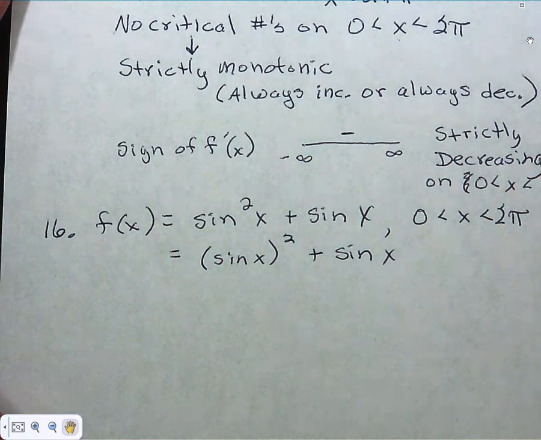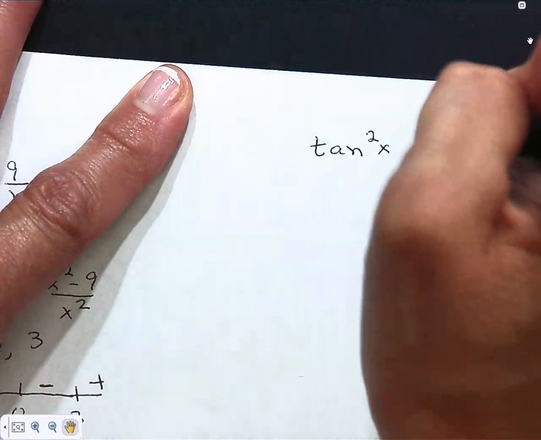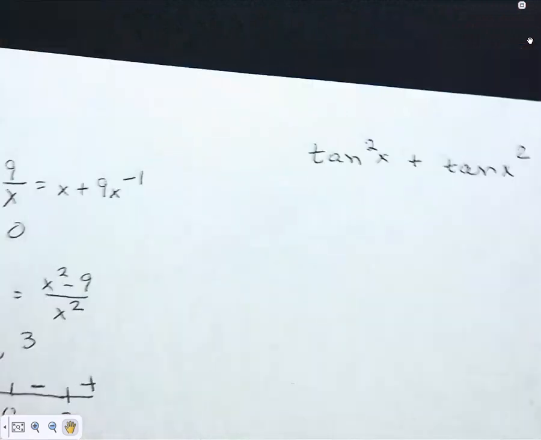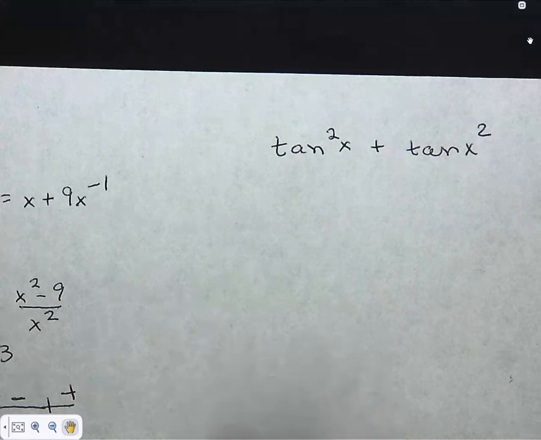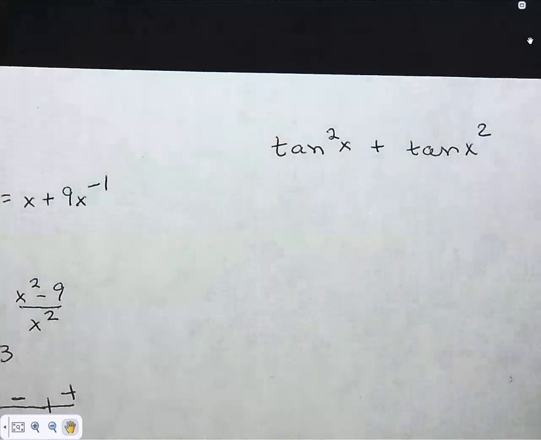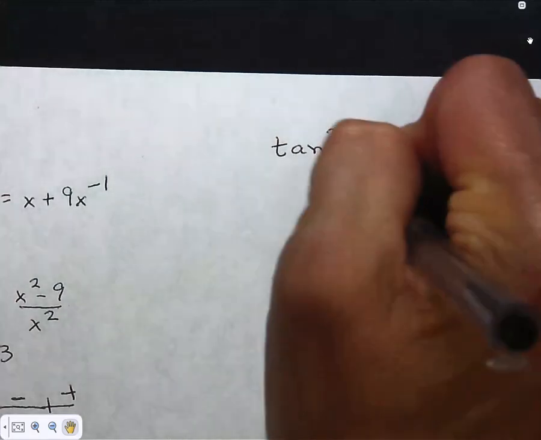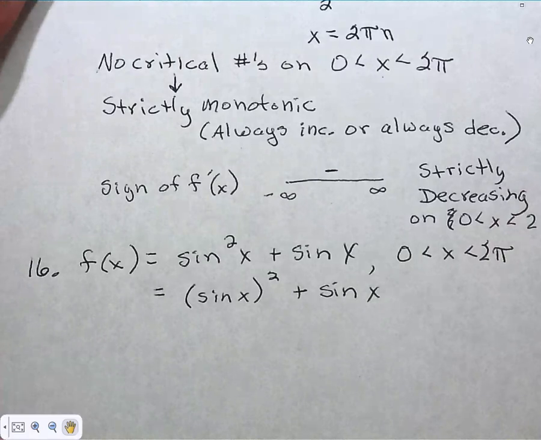Which just happens to remind me that on the retest, some folks treated these two as if they meant the same thing, and they don't. This is the tangent being squared. This is the x being squared. I had folks on the test who just combined them and said it's 2 of these, and that wasn't right. All right, so back here.